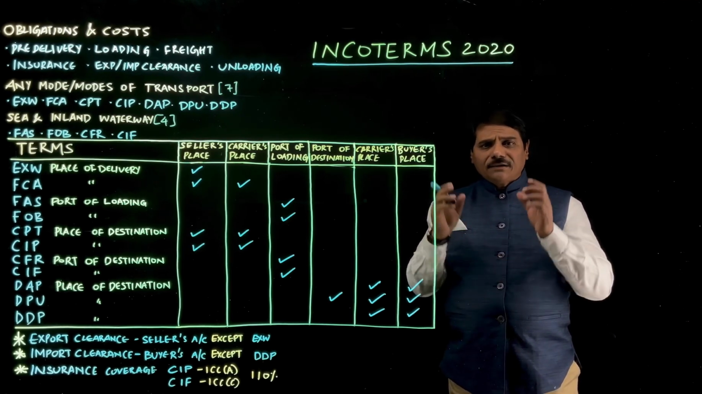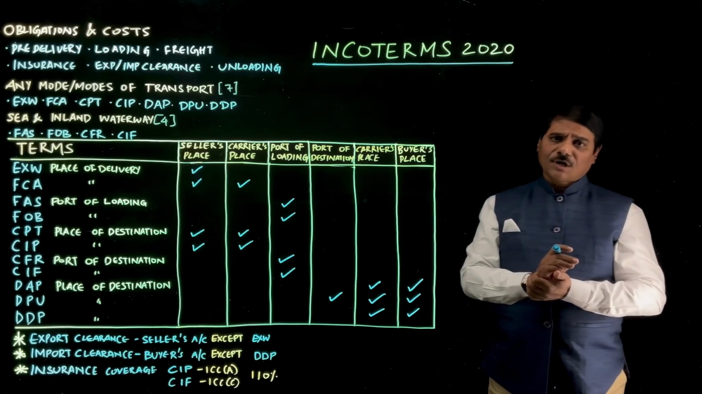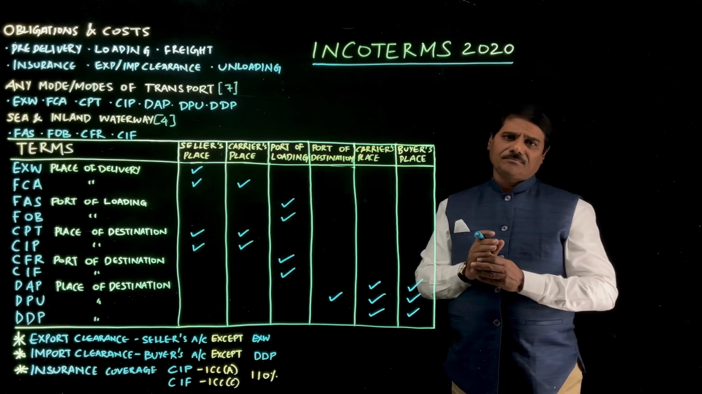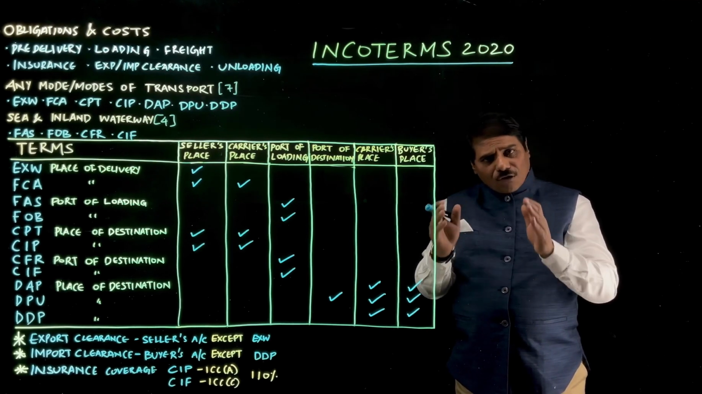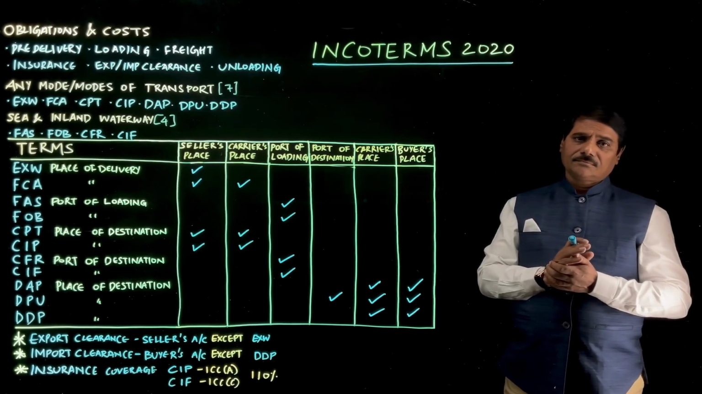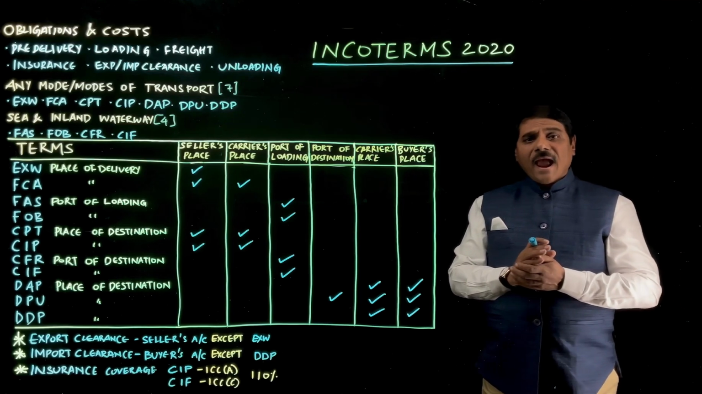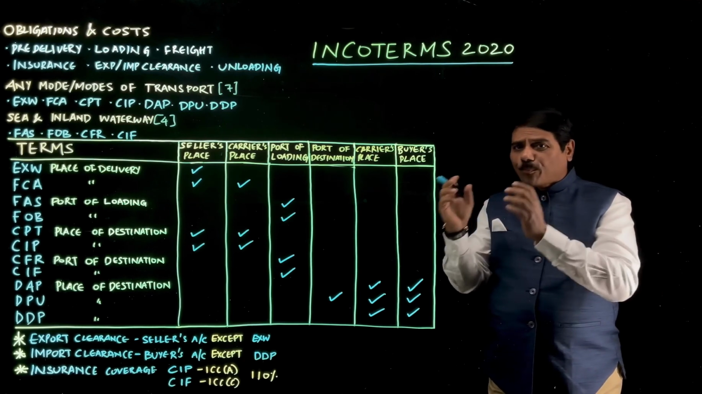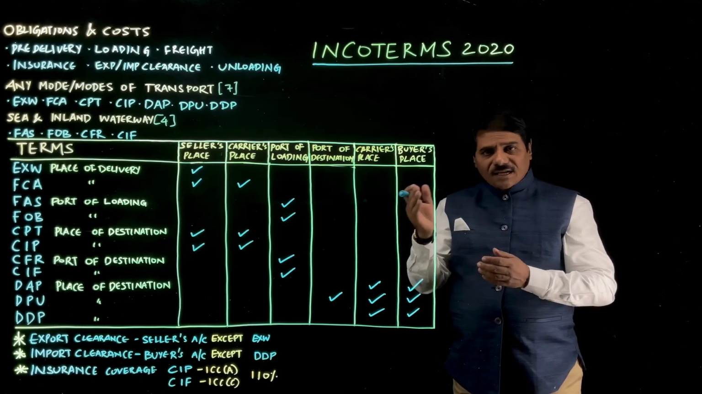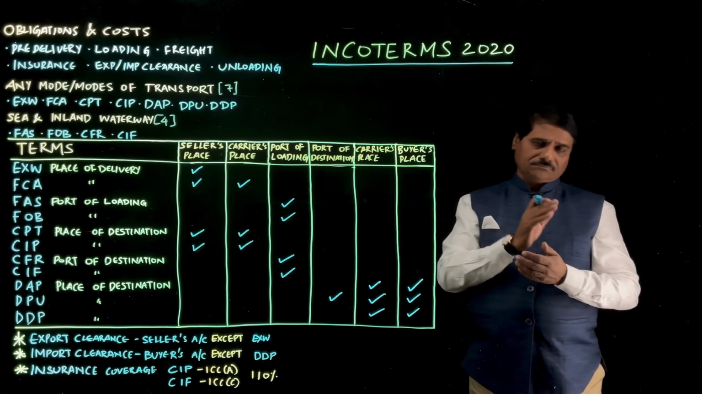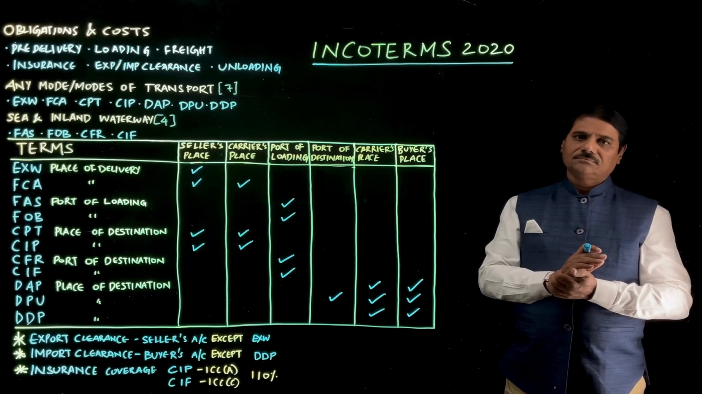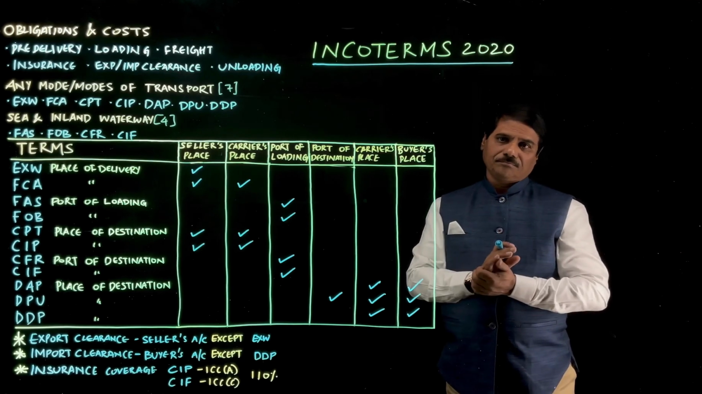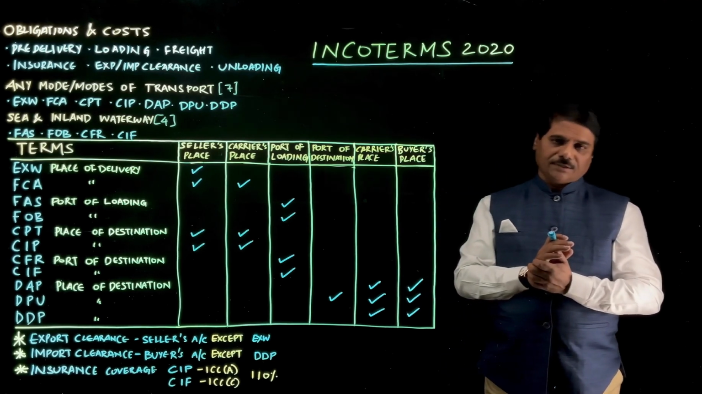So, international commercial terms talks about general obligations, allocation of the costs, and transfer of the risks. At what point does the seller's risk transfer to the buyer, but not title to the goods. Please remember that it is very important.